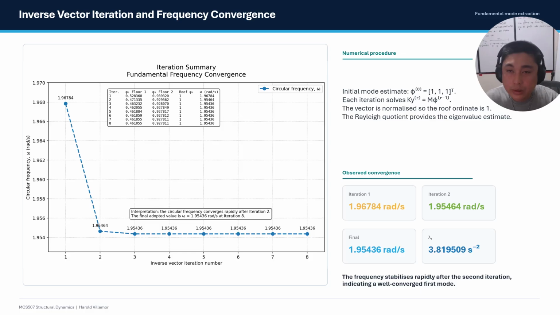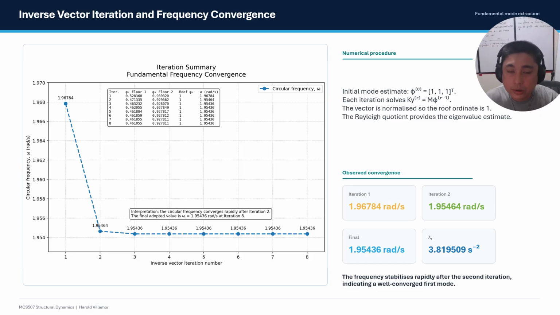The method begins with an initial estimate where all the floors sway in the same direction. At each iteration, the stiffness matrix is solved against the mass-weighted previous mode estimate. The result is then normalized so that the roof displacement is equal to 1. The Rayleigh quotient is used to estimate the eigenvalue. The circular frequency is the square root of that eigenvalue.